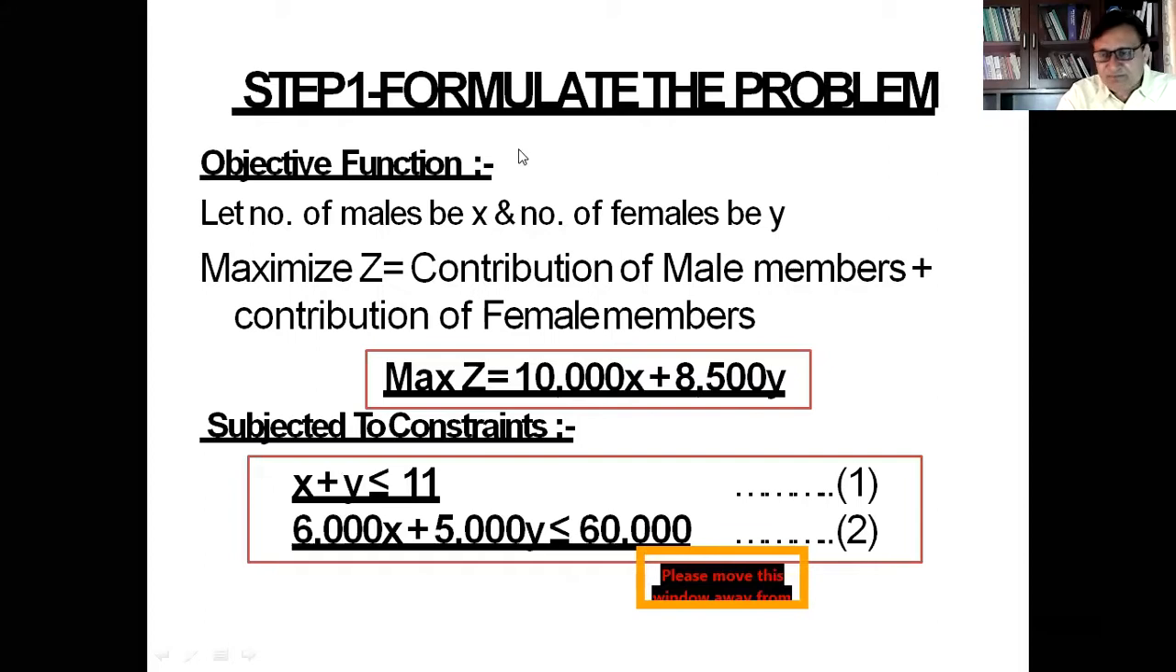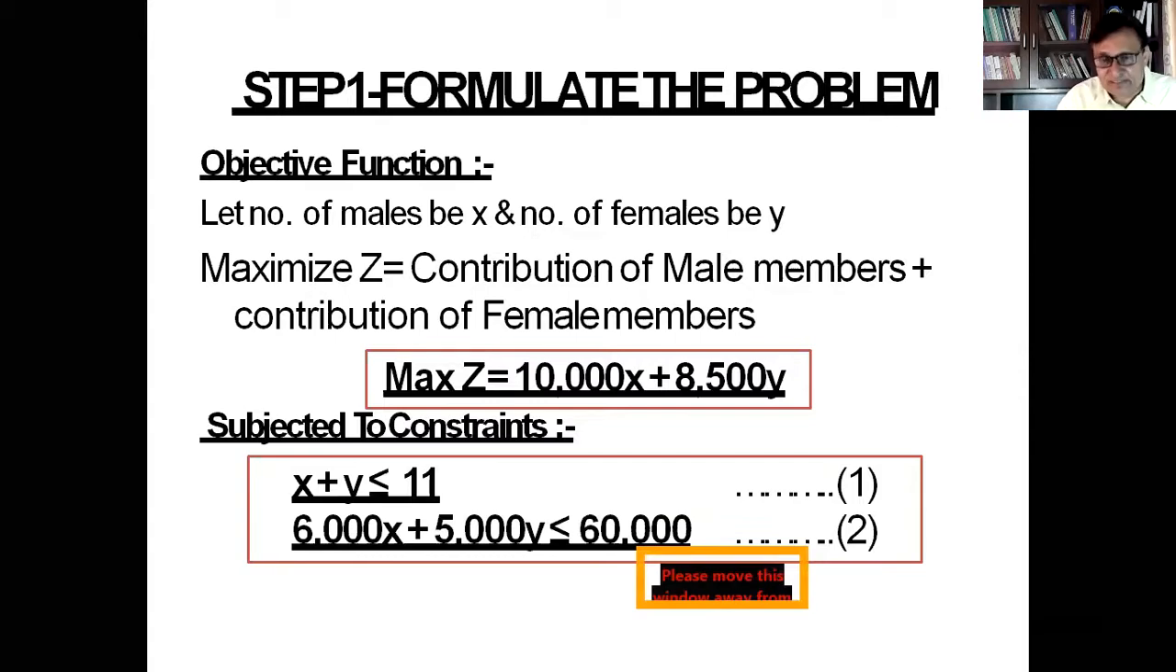So first step will be to formulate the problem in the linear equation format. First the objective function is formulated in the linear format. For example, let's take the number of males to be x and number of females to be y. There are two decision variables regarding which you have to take decision. Decision variable x, they are males; decision variable y, they are females. And you have to maximize the contribution of males and females.